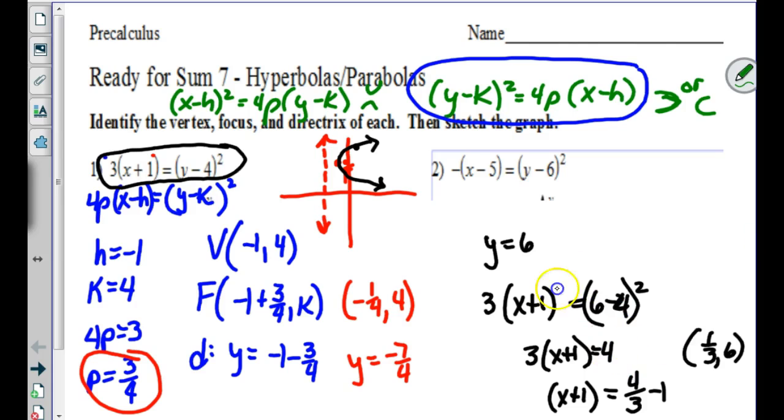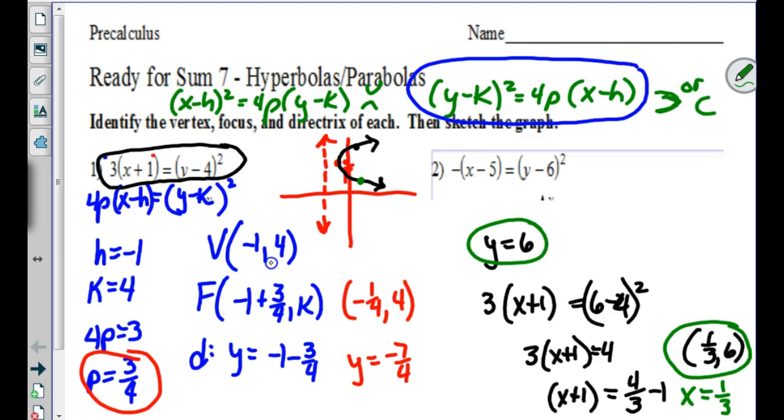We plugged in y equals 6 and we got out x equals 1/3. So we made that an ordered pair. And then once we went to the right a third and up to 6, you could also do the same thing in the other direction because there's an axis of symmetry. Are you good? Anyone else have a question?